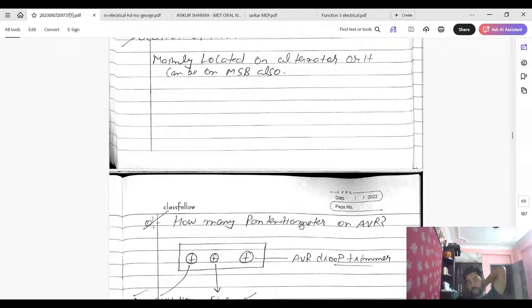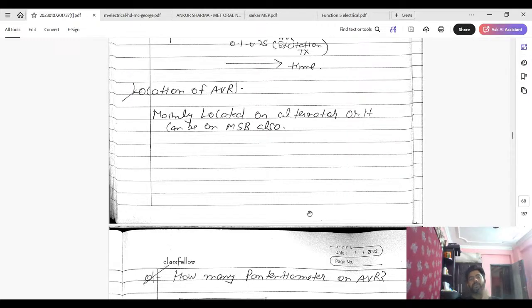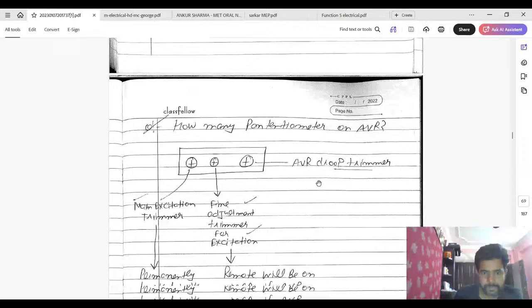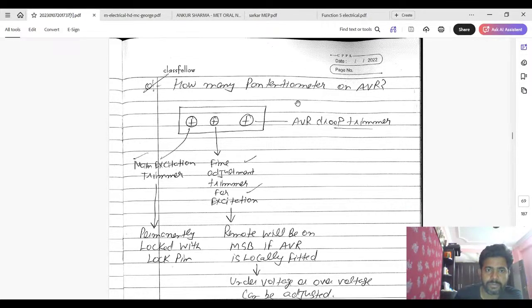And what is the location of the AVR? The location of the AVR is either on the alternator itself or it can be placed in the MSB, main switchboard.